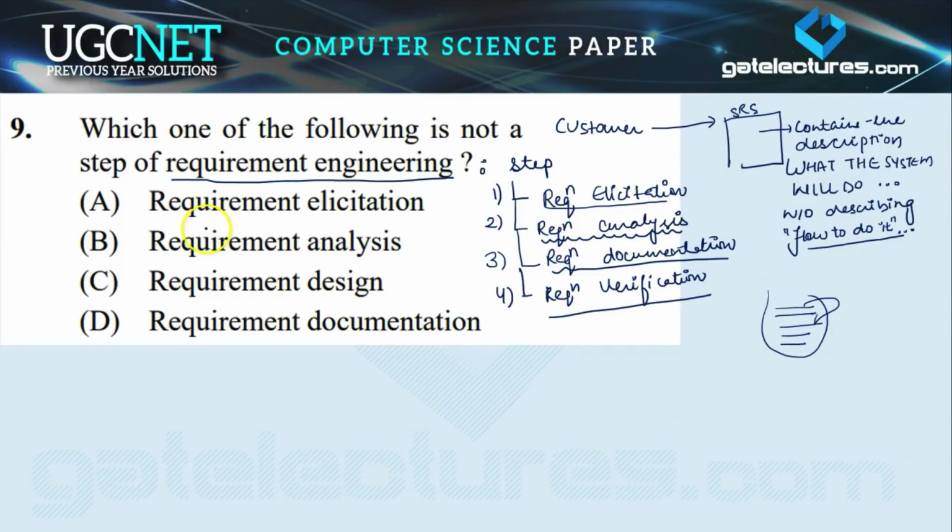So now check. Requirement elicitation is a step of requirement engineering. Yes, when we gather the information from the customers. Now the second step is requirement analysis, when we refine the already gathered requirements in order to make them consistent and unambiguous. Yes, this is a step. Now third is the requirement design. No such step is there, so this is wrong. And the requirement documentation, yes, this is a step where we prepare the SRS document. So this is true, this is false. So option C is the one which is incorrect.